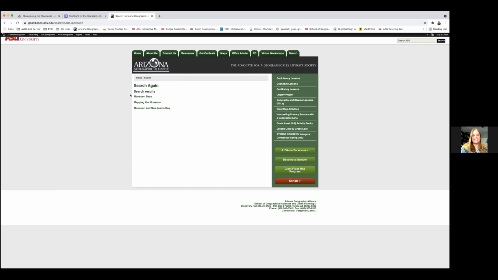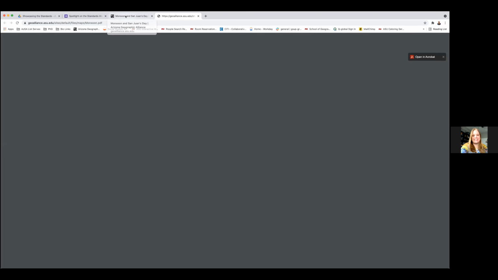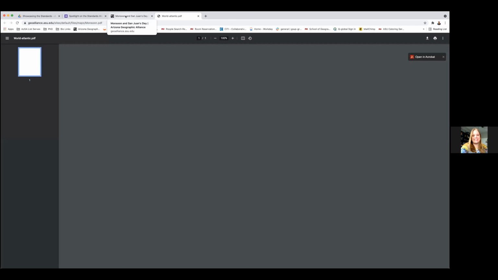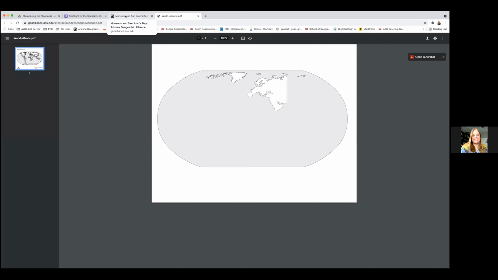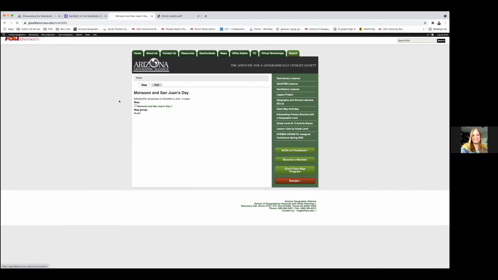You have all these different aspects. So this is the map that was used in the monsoon lesson. And those searches will, I promise you it's there. But those searches will help you. I think it was monsoon day that will work. It will bring you to our lesson plans.